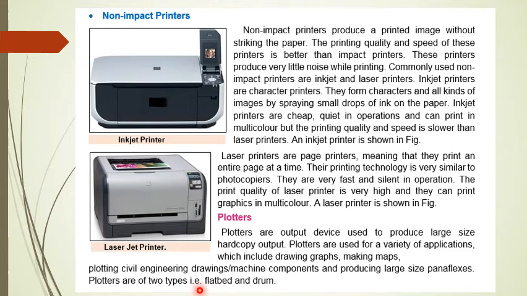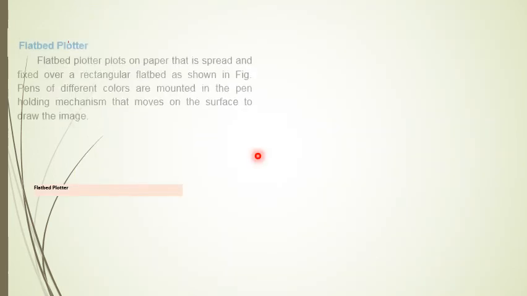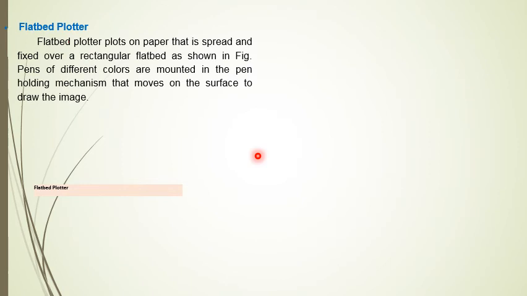We have two types of plotters. One is a flatbed and another one is a drum plotter. Plotter types we are going to discuss here. Flatbed plotter: in a flatbed plotter, it plots on paper. A complete page will be put inside it, and pens of different colors move with a holding mechanism on the surface to draw the image.